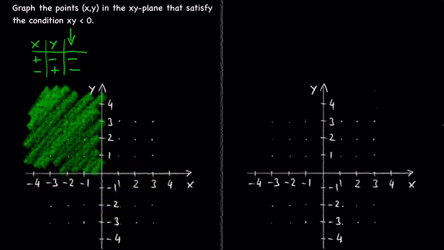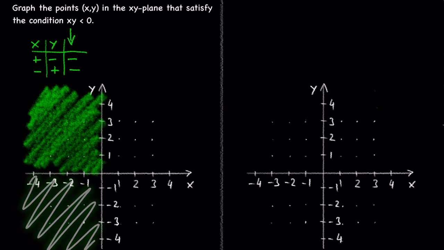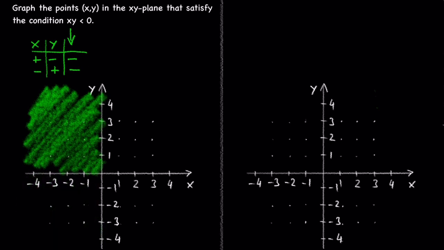I highly encourage you to pause the video and try this on your own. In the third quadrant, we have two of the same signs in front of x and y. So this is not interesting for our problem. What about the fourth quadrant? Now we're in the ballpark.